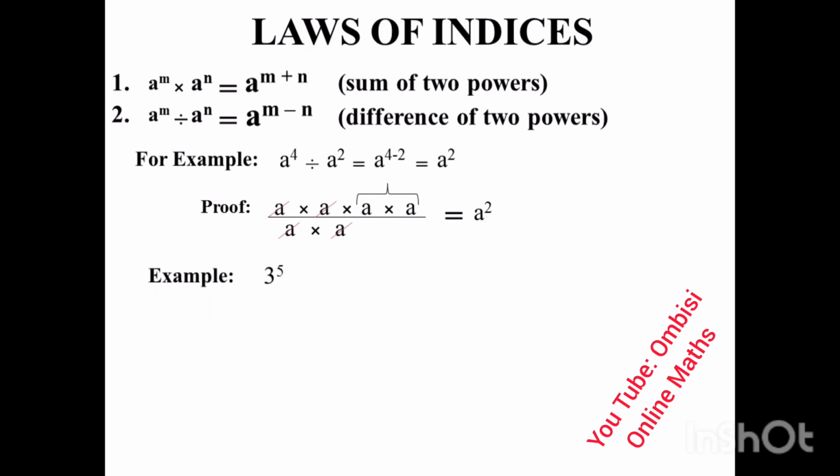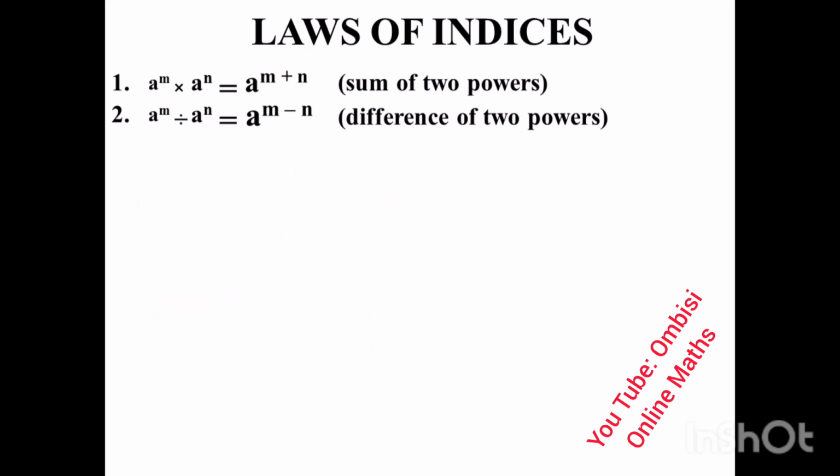An example of it, if you have 3 raised to 5, you divide by 3 raised to 3. This translates to 3 raised to 5 minus 3, which translates to 3 raised to 2, and 3 raised to 2 translates to 9. So that is the second law that deals with the difference of two powers.